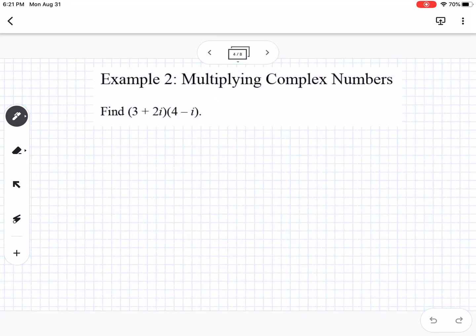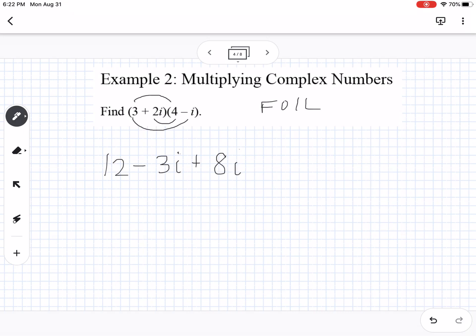Okay, multiplying complex numbers. This is very similar to multiplying binomials, but there's a couple of extra steps that you have to pay attention to, especially when you're multiplying i times i. So we are going to use FOIL with this. First would be 3 times 4, which is 12. Outer would be 3 times negative i, which is minus 3i. Inner would be 2i times 4, which is 8i. And then last would be 2i times negative i, which is minus 2i squared.